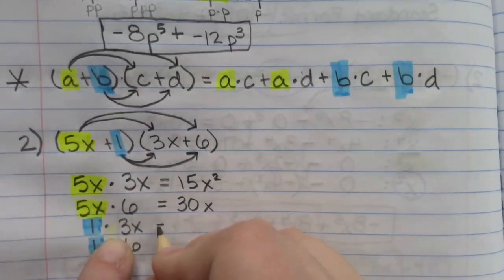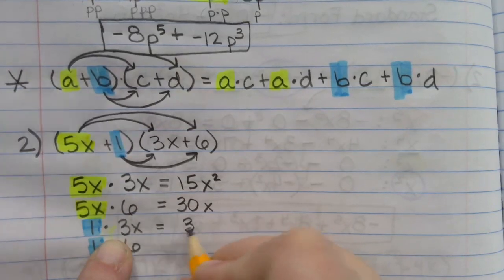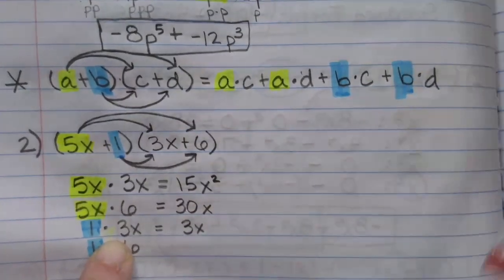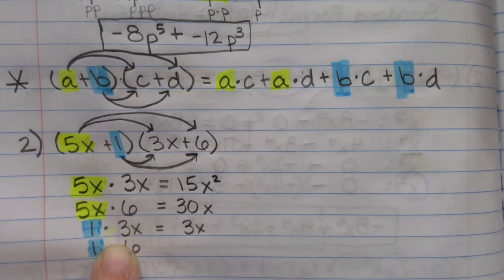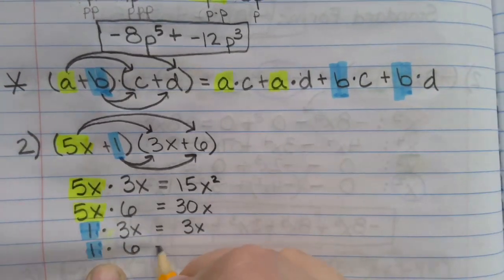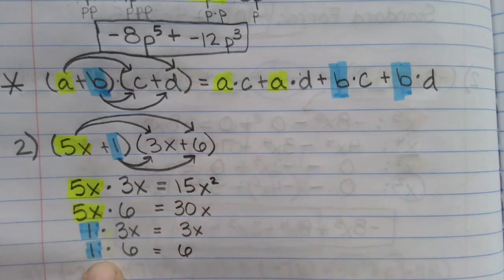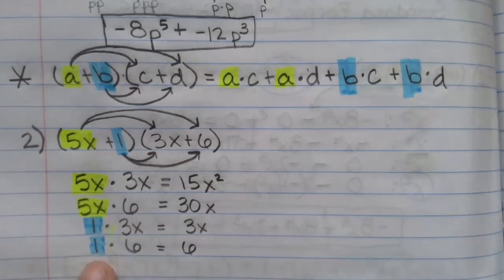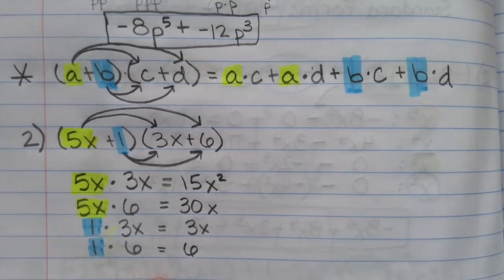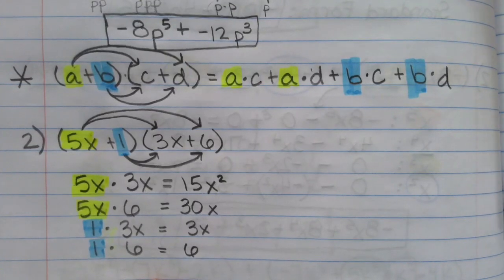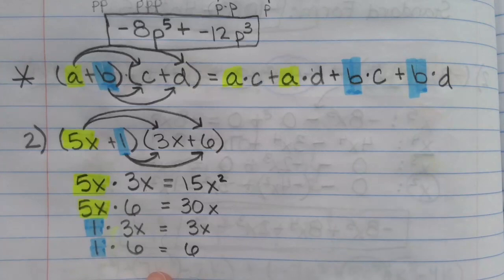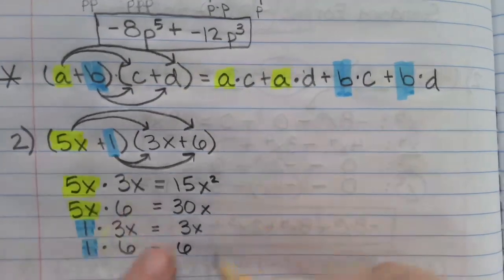1 times 3x. And 1 times 6. Amazing. Now for a final answer though, these are all the little parts to the answer. For a final answer, we need to now combine them, because these are all the little parts.